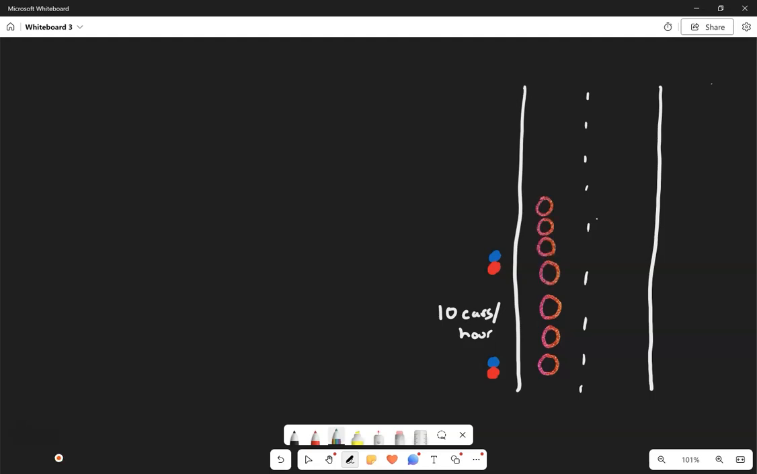But what happens when I get to 13 cars? Well, 10 of them get pulled over.